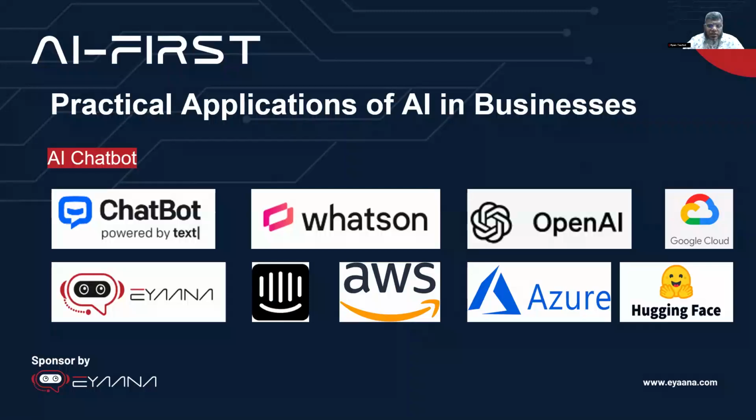There is chatbot, there is Ada. We all know about OpenAI or ChatGPT. There is Google Cloud, AWS Cloud, Azure Cloud, Hugging Face. Those are the top solutions. So as we can see, all the top chatbot solutions are now using AI and definitely generative AI.